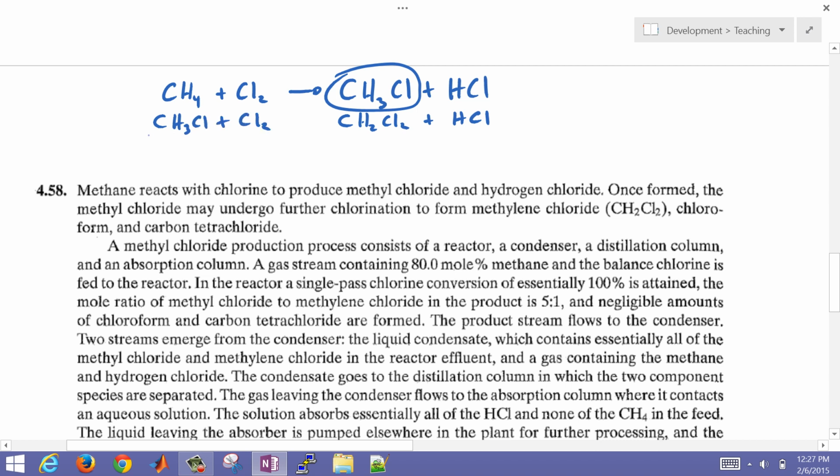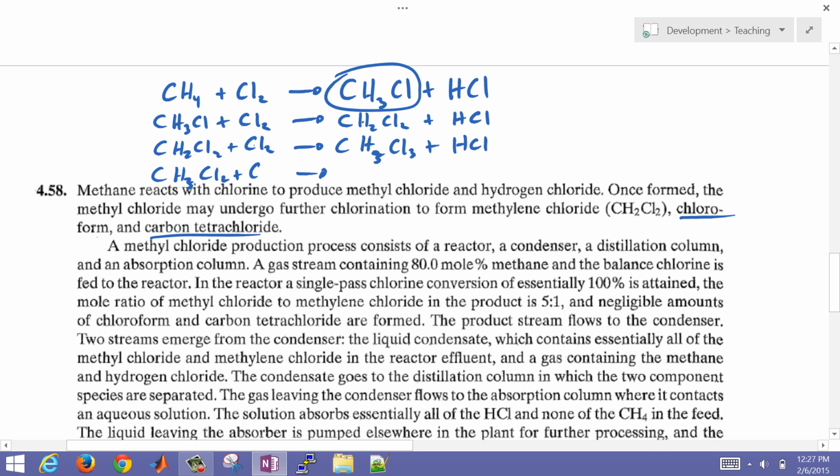Okay, and then we're also going to get chloroform and then carbon tetrachloride as well. Okay, so it's going to continue to chlorinate this. So let me go ahead and write these different reactions here. Okay, and the fourth one is for the carbon tetrachloride. Put a 3 here. Okay, plus Cl2 plus, okay, let me get this straight here. Okay, so here it is. We have carbon tetrachloride plus HCl.